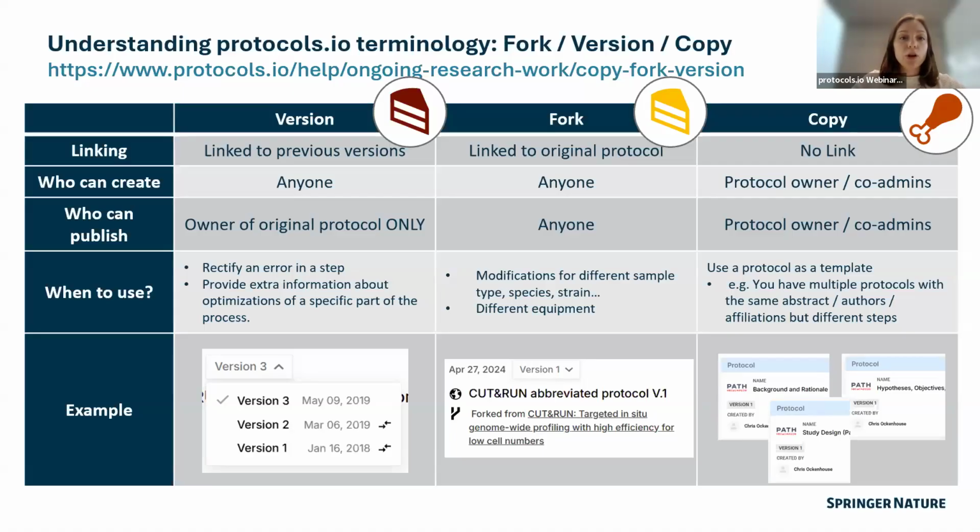And so there's no link. So only the owner can create that copy because they're probably the only ones who will have the same metadata. And so we can see an example of that here on this slide where they had a collection of multiple similar protocols. They had different content, but for example, the authors were going to be the same for all of them.